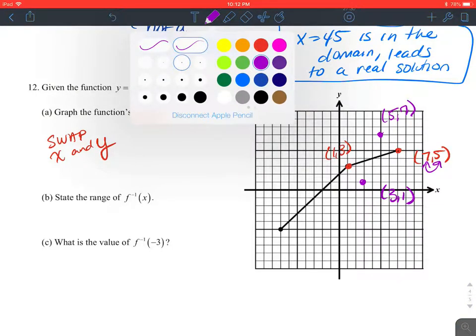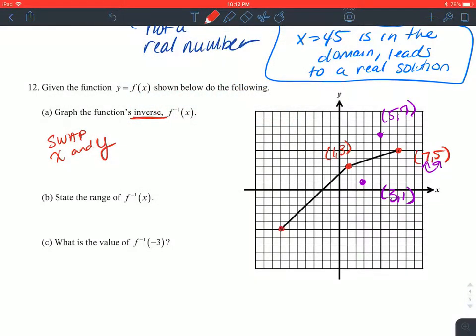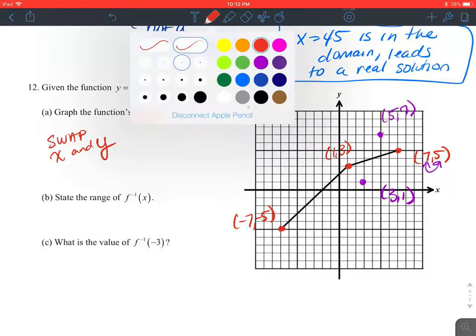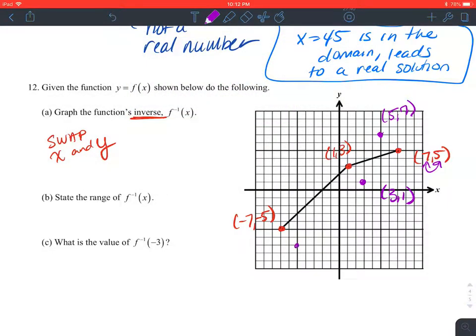And then I have one more over here. The point -7, -5. And when I swap that, I have -5, -7. If I connect the dots, I have graphed the inverse function.